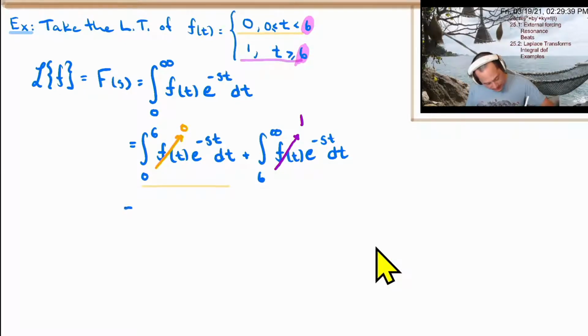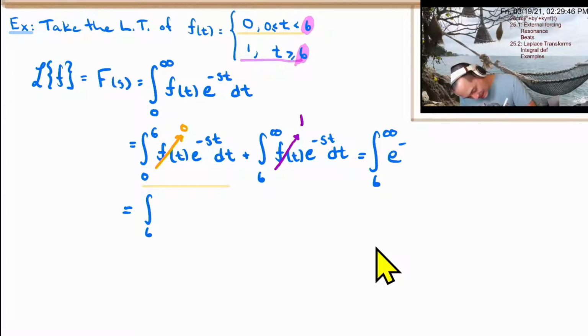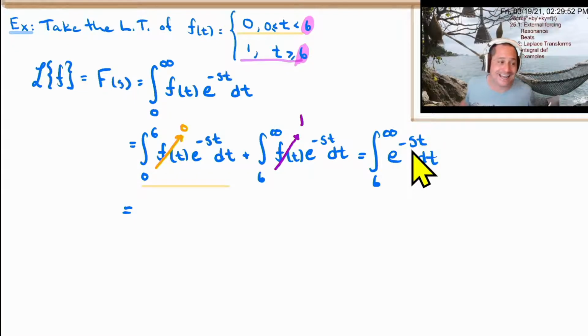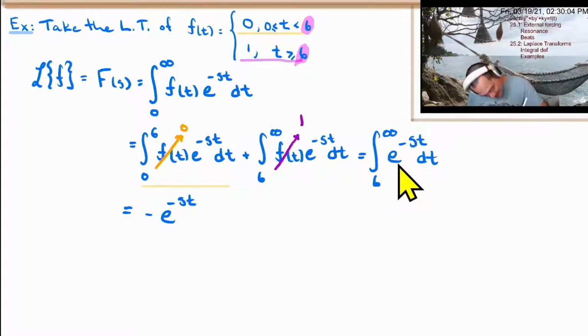So what does this become? This becomes the integral from 6, let me just write it up here, the integral from 6 to infinity of e to the negative st dt. So now I anti-differentiate e to the negative st. I remember I'm anti-differentiating on t. So I anti-differentiate e to get negative e to the negative st over s from t equals 0 to t equal infinity.